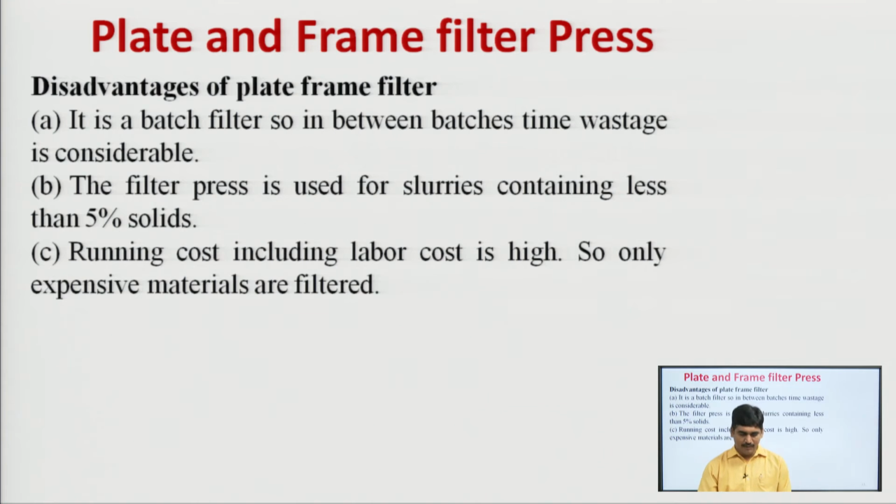So, disadvantages of plate frame filter press: it is a batch filter, so in between batches time wastage is considerable. The filter press is used for slurries containing less than 5% solids. Running cost including labor cost is high, so only expensive materials are filtered through this plate and frame filter press.